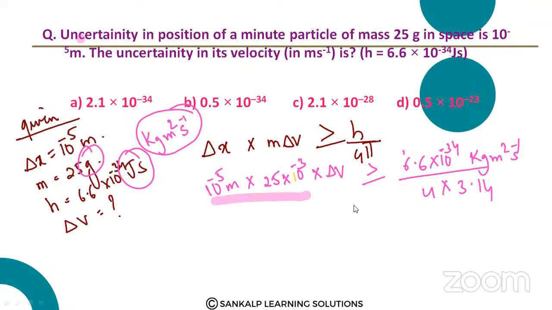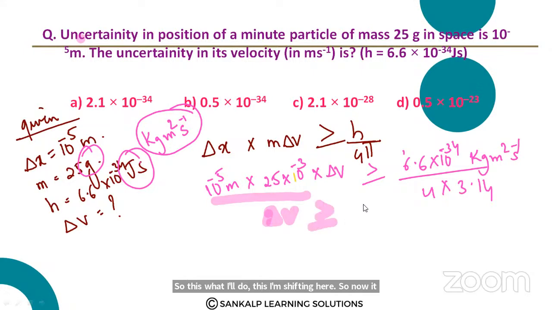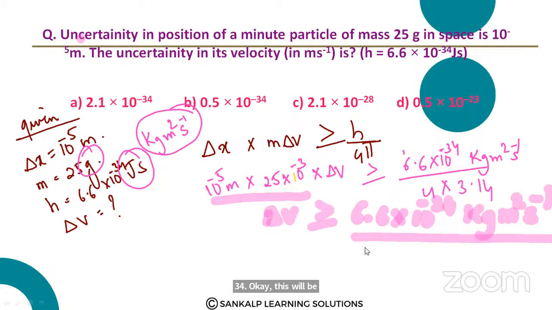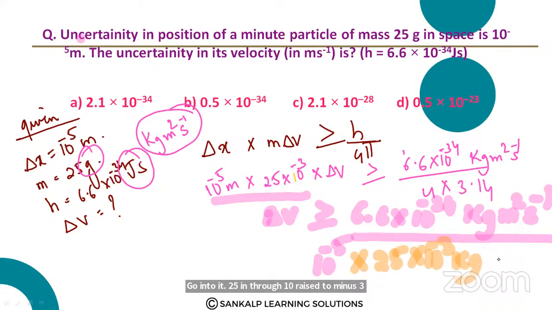So this, what I'll do, I'm shifting this here. So now this will be delta V greater or equal to 6.6 into 10 raised to minus 34, in kg meter square per second, divided by 10 raised to minus 5, into 25 into 10 raised to minus 3 kg, and into 4 into 3.14.